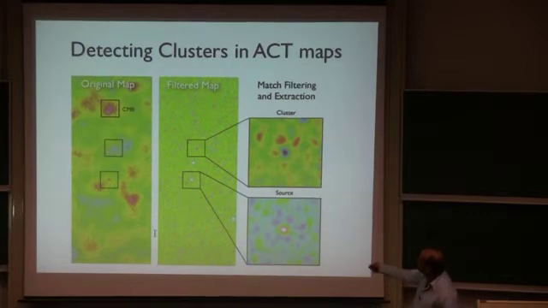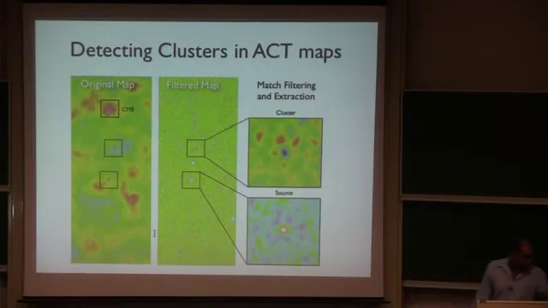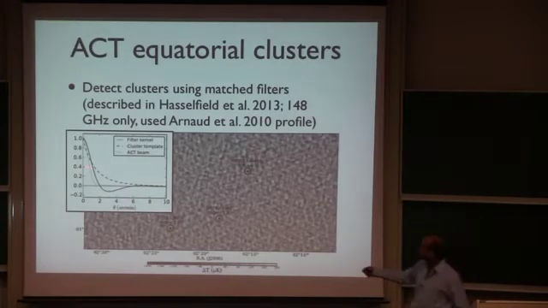To be more convinced, you actually filter these maps, right? And I'll describe the filter next. And out pops a cluster and a dusty galaxy source. So this is a matched filter that we use to extract the sources. And this is what it looks like.